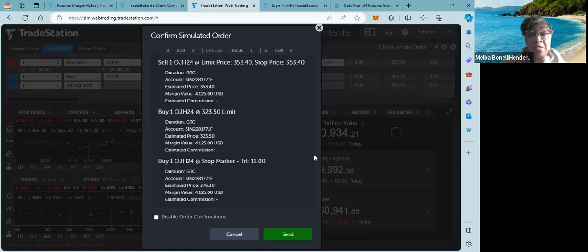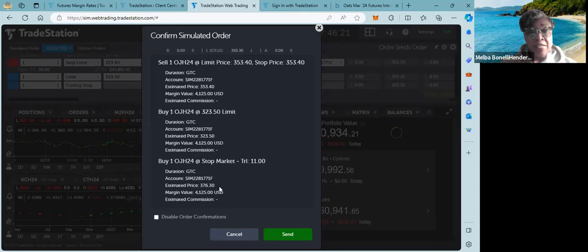And so if this setup is not correct, once you press send and it gets filled, you're in the trade. And so we've learned to look at this overview and make sure it's what we want. So we want a sell limit price of 353.40 as our entry, correct? We want our target to exit this trade at 323.50, that's correct. And we want a trailing stop of 11, okay?